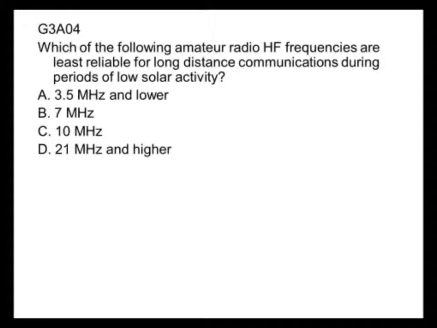Which of the following amateur HF frequencies are least reliable for long-distance communications during periods of low solar activity? During low solar activity, the higher frequencies are least reliable. Right now, we're in a period of relatively high solar activity, and the higher bands are often very active, especially during the daytime, and they're really fun. You can operate worldwide with fairly low power and need not even too much for an antenna when the solar activity is high.